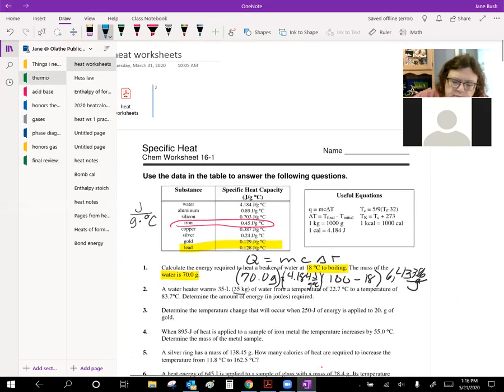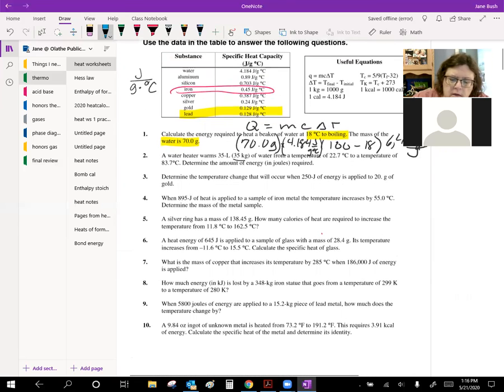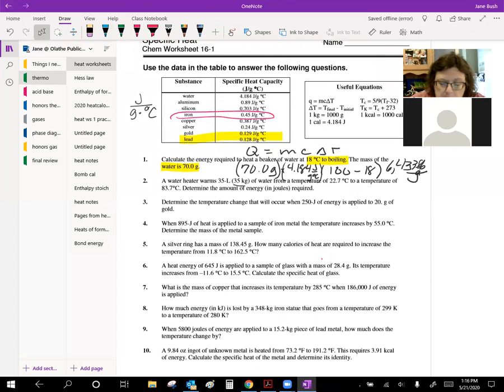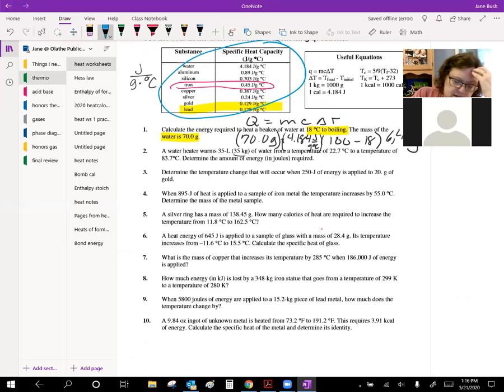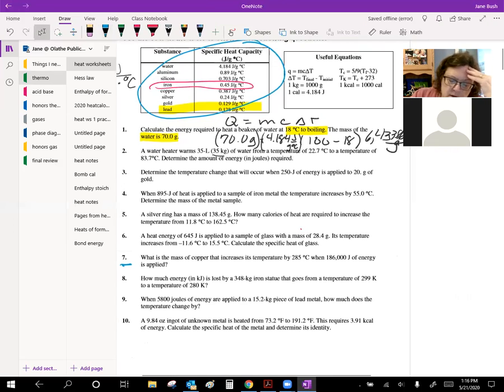All right. So Q means heat, M means mass, C means specific heat, and those are numbers that are assigned. We'll have to look those up. And delta T means temperature change. So let's look at number 7. Q equals MCAT. It gives us energy. So we're going to sub in 186,000 joules. It does not give us the mass. That's what we're going to solve for.